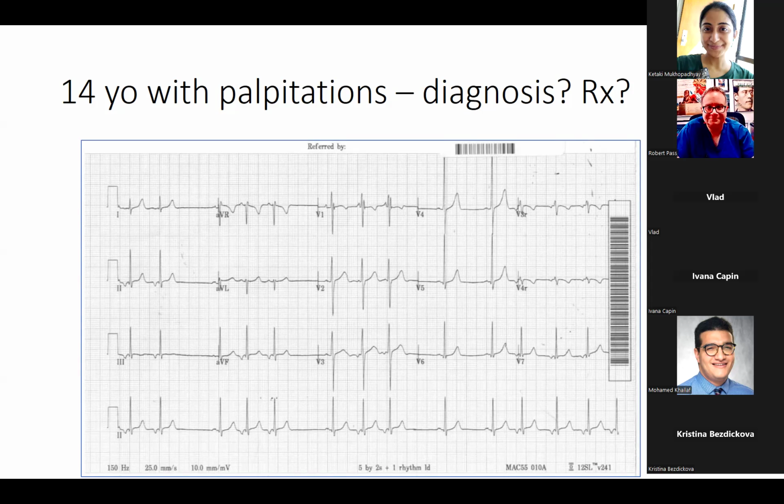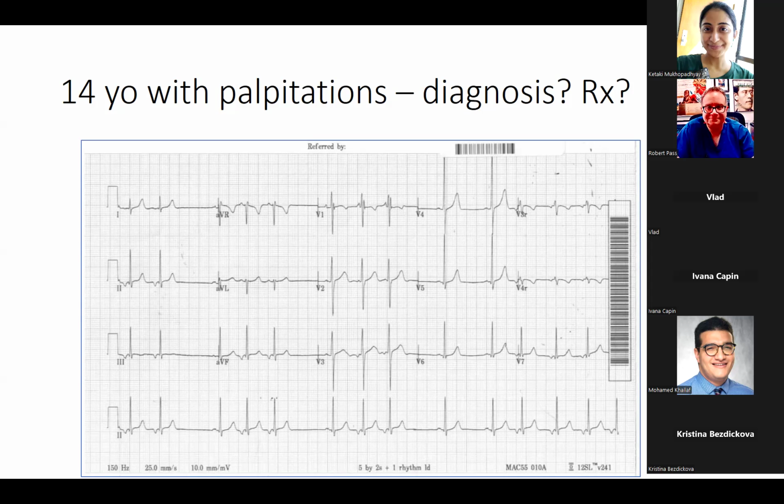Oftentimes, patients who have EAT don't feel it except when they're in settings of high adrenergic tone, like exercising or anxiety or something important in their lives, where the EAT, because of adrenergic stimulation, is very fast and the patient feels it and is uncomfortable from it, even more than usual. And then you would have to decide how you would want to treat this.